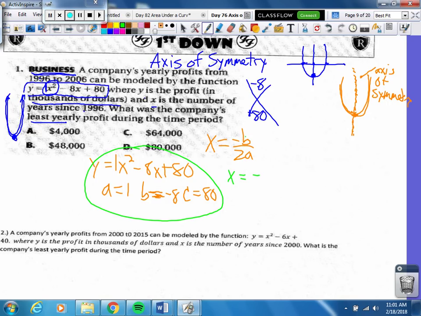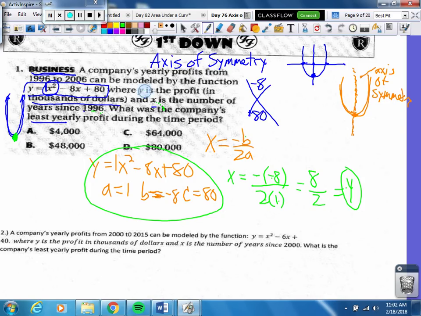So x equals negative, and b here is negative 8, so negative 1 times negative 8, over 2 times a, which is 1. So what is that telling me? Negative times negative is positive, and 2 times 1 is 2. So x equals 4. That's where the parabola reaches its lowest point. And x stands for years since 96. So 4 years since 96, that's 2000. It looks like we have the least.